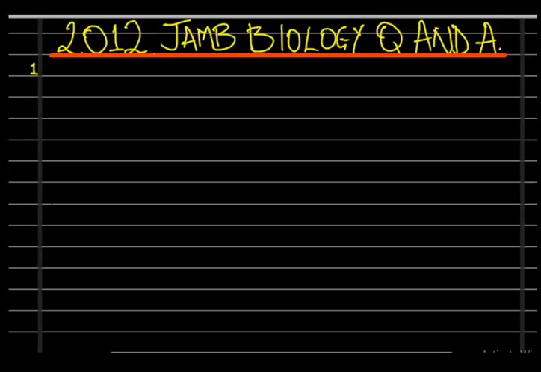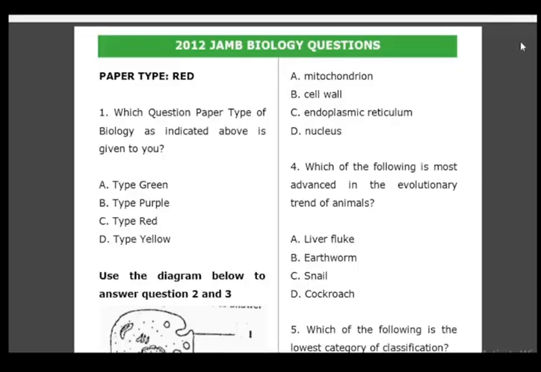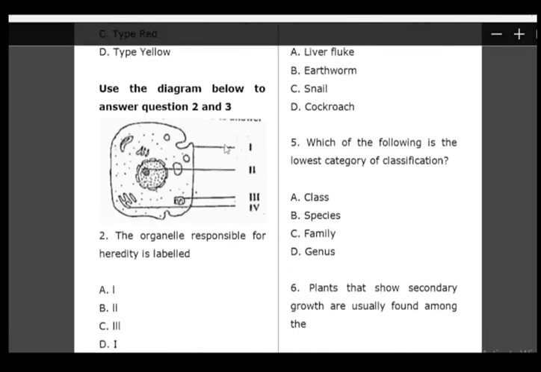We shall be treating questions from the Jamb Biology Past Question year 2012. So that is where we are taking our question from for this particular series. So let us move straight into it. Now, these are the questions that we have. The number one question is the normal Jamb question, so we are skipping that. So we are moving straight to question 2.